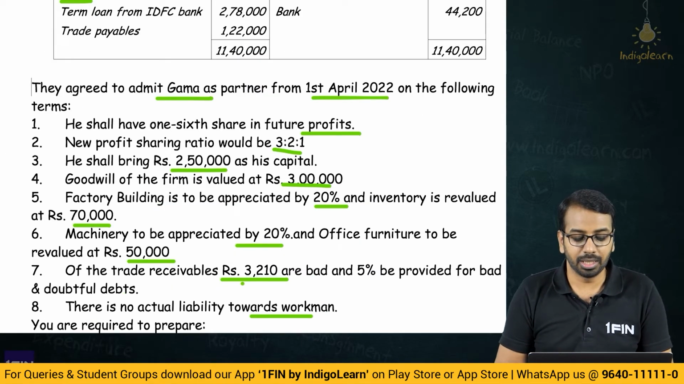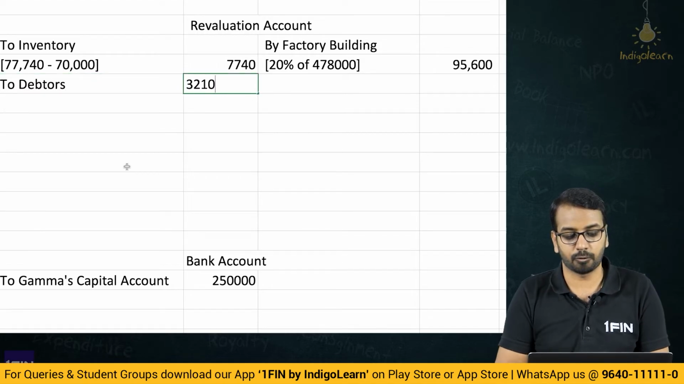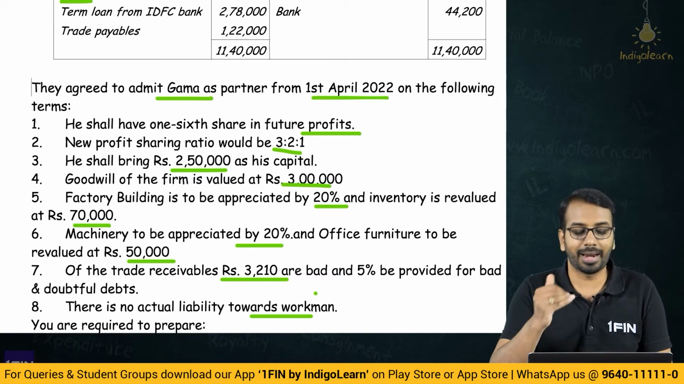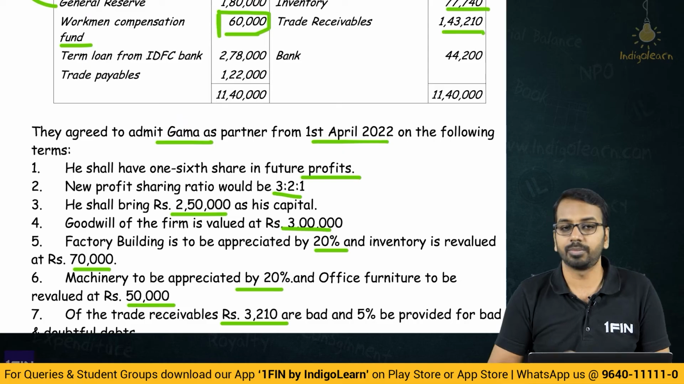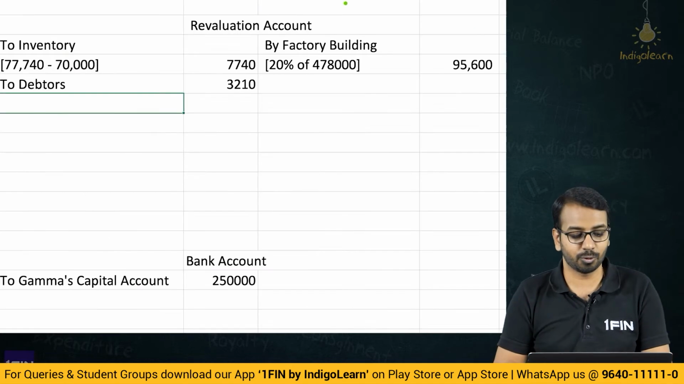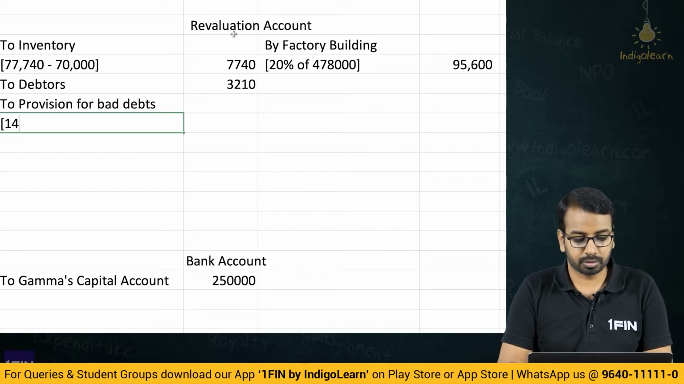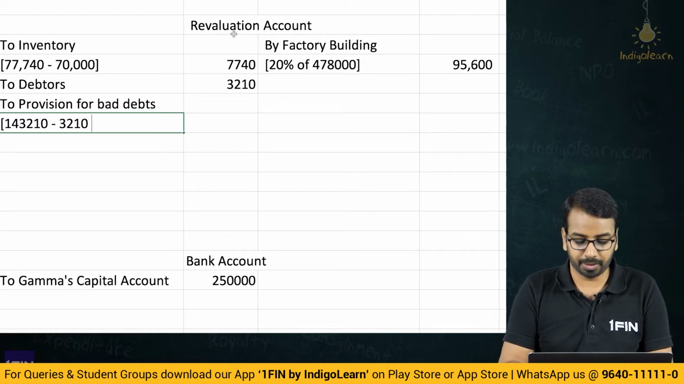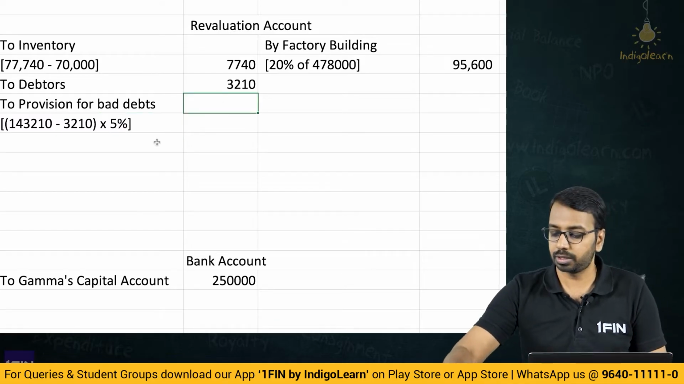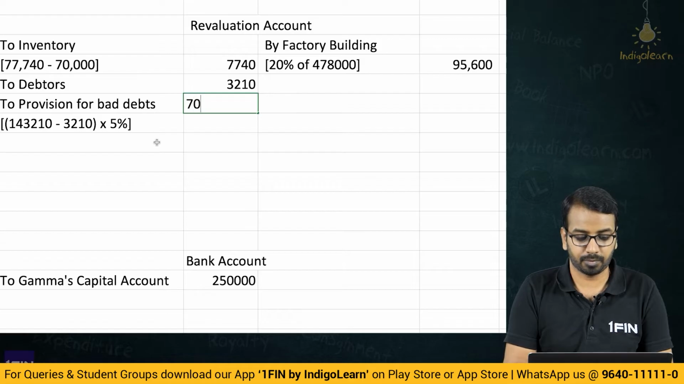Then of the trade receivable, 3210 are bad. So, we have to write off debtors by 3210. So, debit side, because it is a loss, to debtors 3210. And then it says 5% provide for bad and doubtful debts. Now, we have 143,210. Out of this 3210 you will write off, and of the balance you will create a provision for 5%. So, to provision for bad debts, 143,210 minus 3210, 1,40,000 into 5%, 7,000 as provision for bad debts.